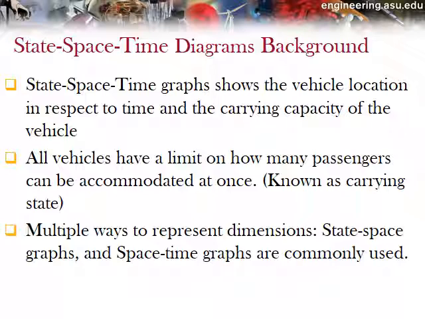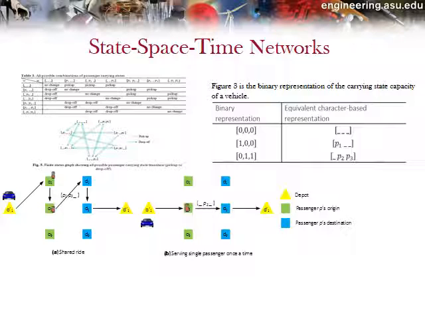Space time graphs show the location of the vehicle with respect to time. Carrying state represents the carrying capacity of the vehicle. Here are some examples of them. In these graphs, usually the state space is represented in binary. It could be in binary or represented in P1, P2, P3, depending on whatever the capacity is.